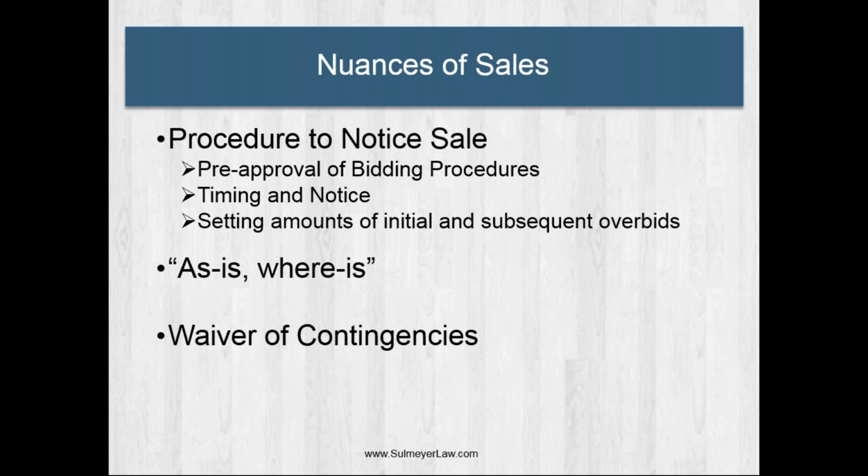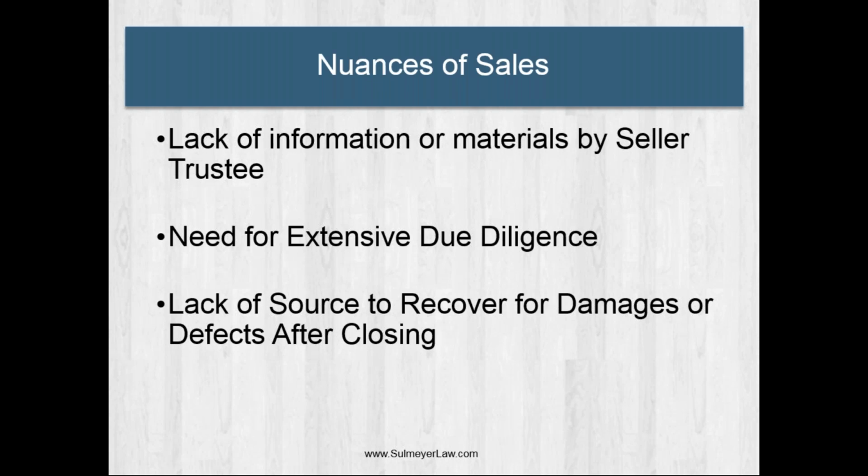Most trustees, again, will wait till the contingency period and the inspection periods have passed before the motions will be filed. That isn't an absolute, but it certainly, from a practical standpoint, is the way that most debtors in possession and trustees will approach sales. Again, we talked a little bit about the lack of information or materials by the seller or trustee. The debtor in possession theoretically will know its own property, but a trustee may not. And so the trustee may not be able to give you information, building permits, other types of things that may be relevant to the property because he or she doesn't have them, which just emphasizes the importance of extensive due diligence.